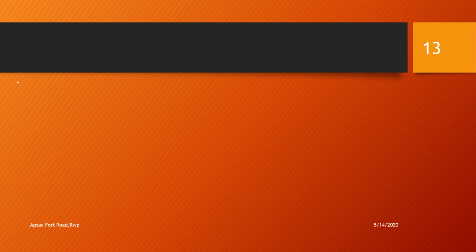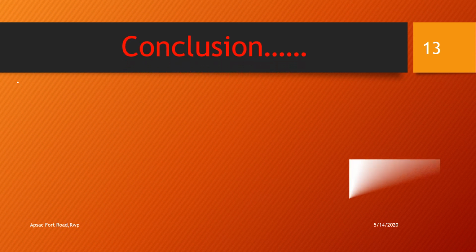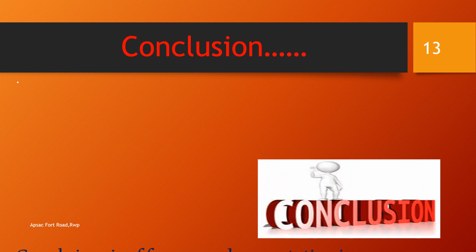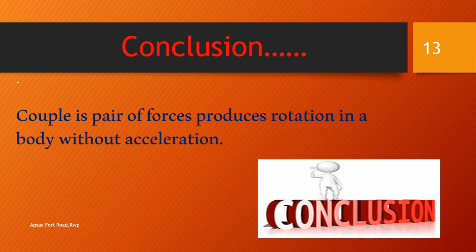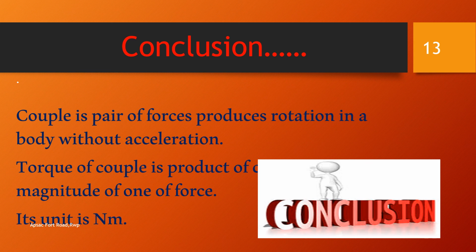Now let us wrap up this topic. A couple is a pair of forces that produces rotation in a body without acceleration. The torque of a couple is the product of the couple arm and the magnitude of one of the forces. Its unit is Newton meter.